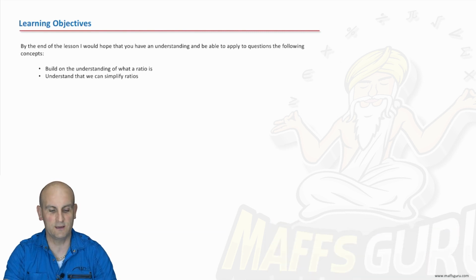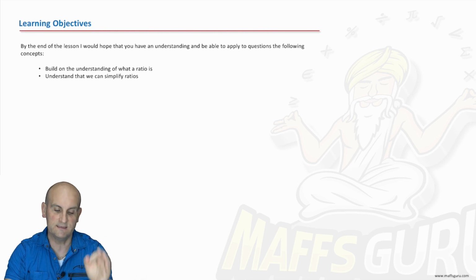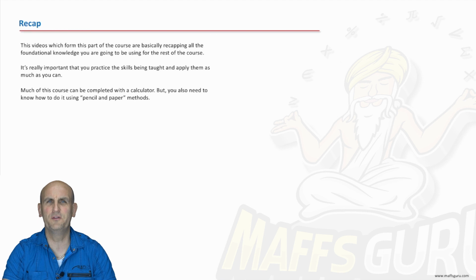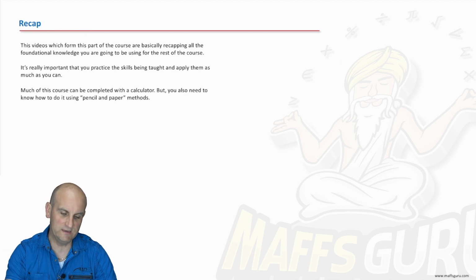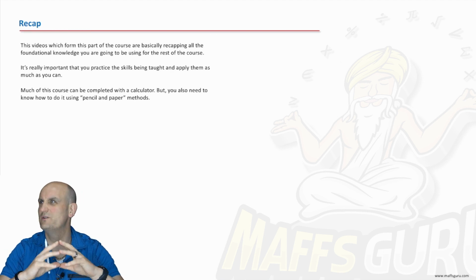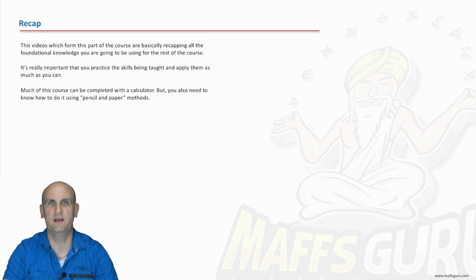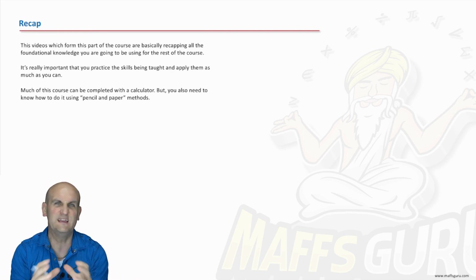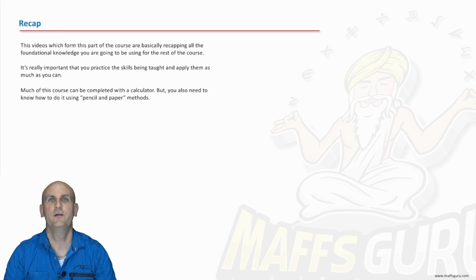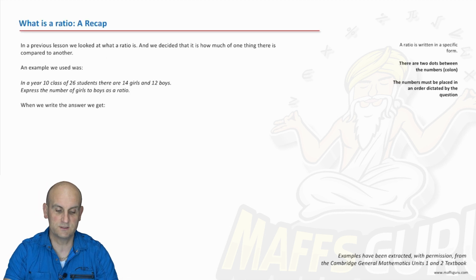All right, so what are we looking at today? Well, basically, we're going to build on the understanding of what a ratio is and understand that we can simplify ratios. These are huge tricks that we use in mathematics, because what is maths? Nothing more than a smoke and mirror. Now, yes, we're recapping. This is a preliminary course for general maths, where we're going to do all the easy stuff that'll be built on in the rest of the course. So what is a ratio?